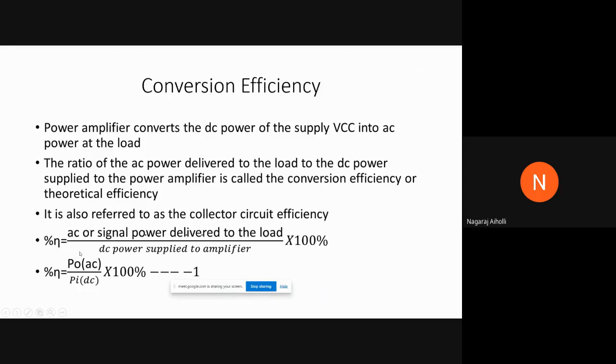Now this percentage eta, that is, the conversion efficiency, is given by the AC or signal power delivered to the load divided by the DC power supplied to the amplifier, into 100%. That is, percentage efficiency is equal to P naught AC by Pi DC into 100%. Take it as equation 1.